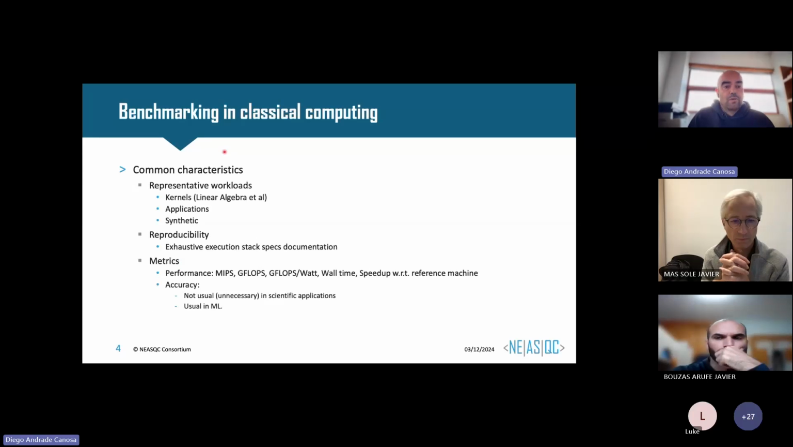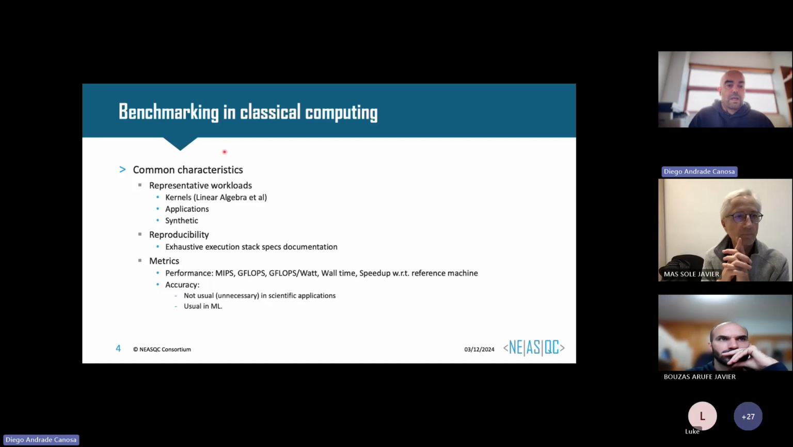If we look into all these alternatives that we have in classical computing, we can identify several common characteristics that I list here explicitly because I believe they are going to be very relevant also for the benchmarking of quantum computers. The first characteristic is that the benchmarks that we are going to execute are chosen because they are representative workloads of the things that you want to do with a classical computer.